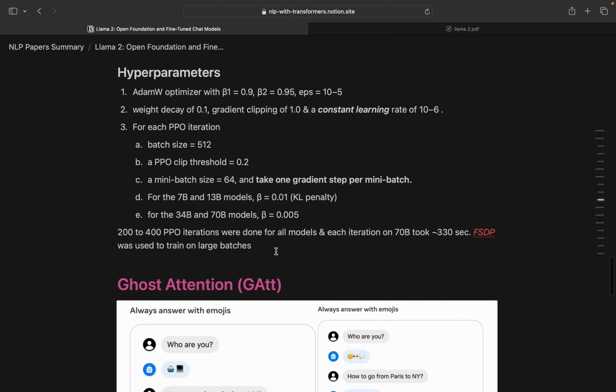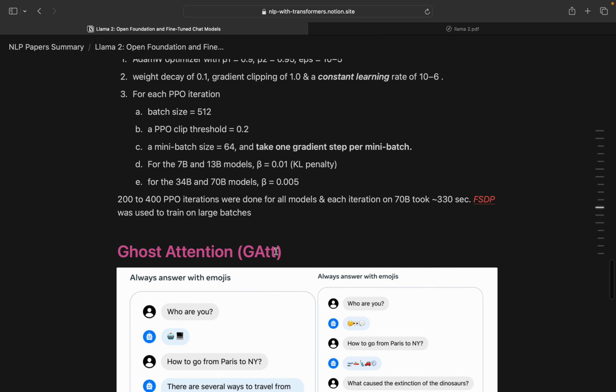That's why they have gone with FSDP, which is a very research oriented tool. It is very difficult to make things work too, and I'll see whether I'm able to make a video on FSDP and how it works practically.